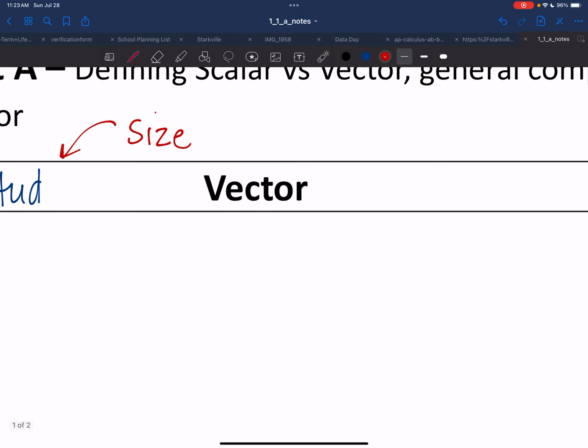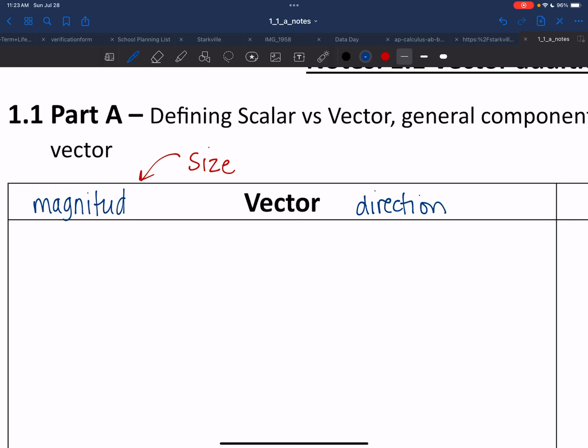The other aspect of a vector is that it has a direction. And that direction is in degrees. So you'll want to set your mode on your calculator to degrees. And we usually use the marker of the positive x-axis or the compass. So we'll talk about some of those examples as we go. So a vector has both a magnitude and a direction.